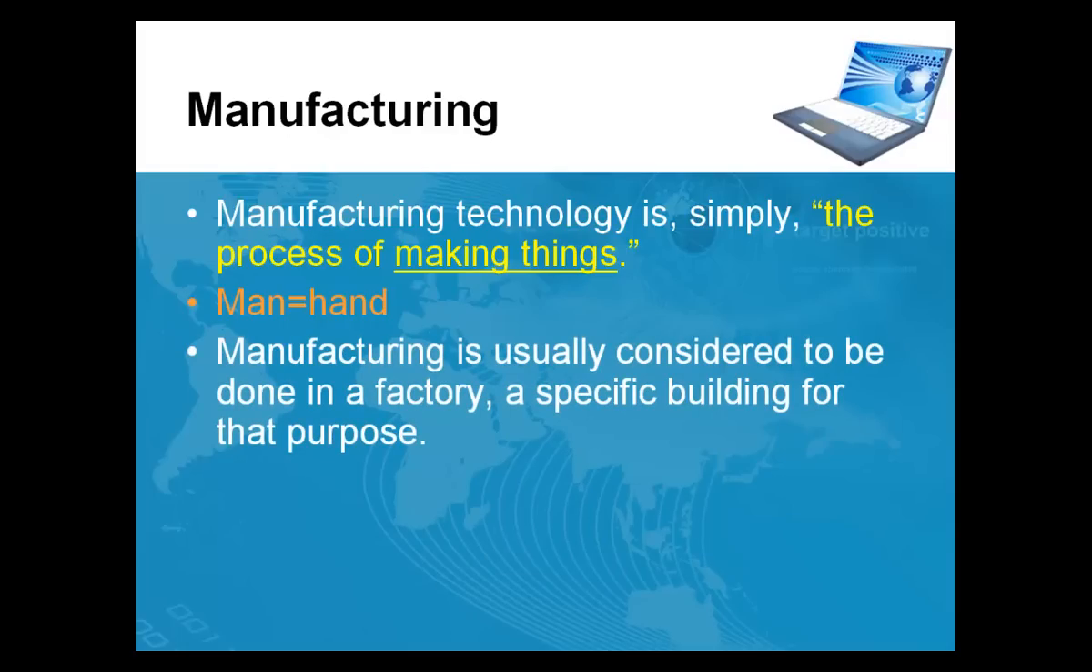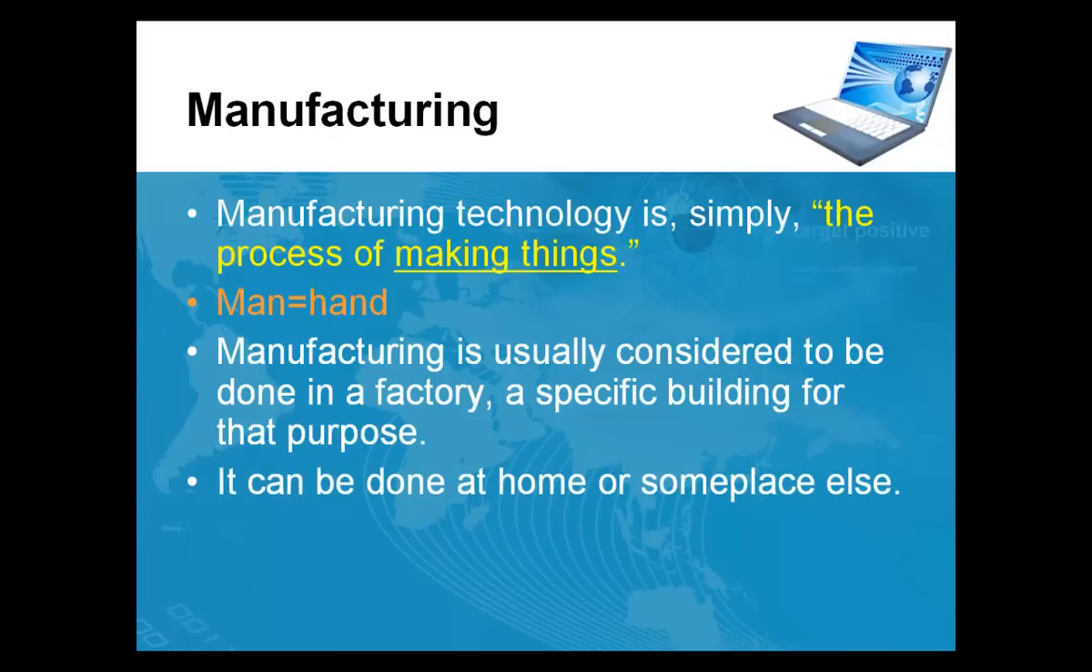Manufacturing is usually considered to be done in a factory, and probably 97% of it is done that way, which is a specific building for that purpose. However, it can also be done at home or somewhere else. And you might know somebody that makes things in their basement, their garage, or in a special area in their house, and do sell those, especially with the amount of online selling that we can do in our world today.